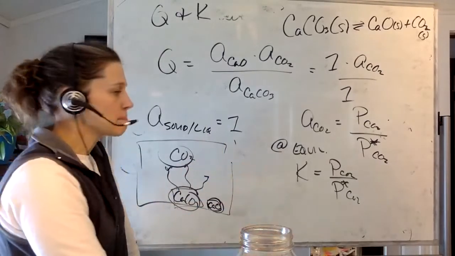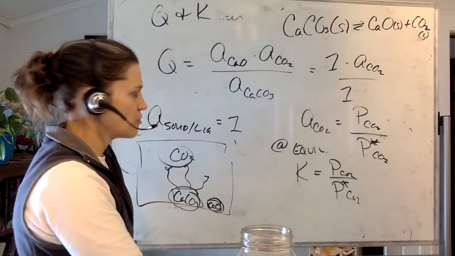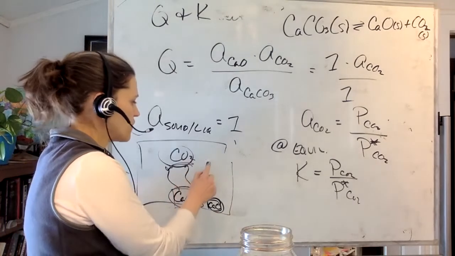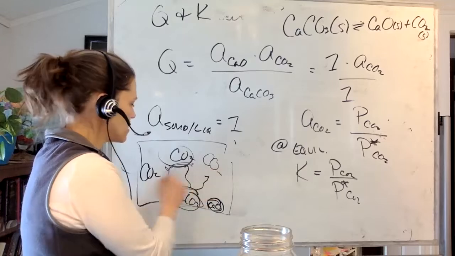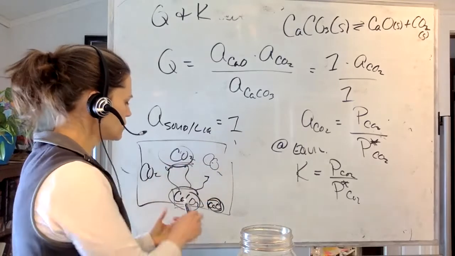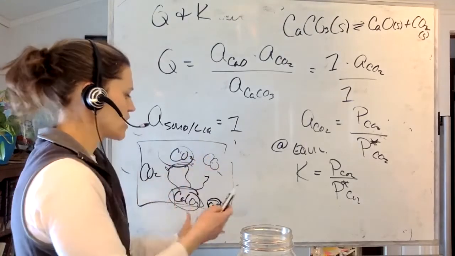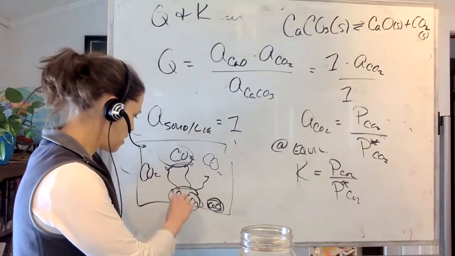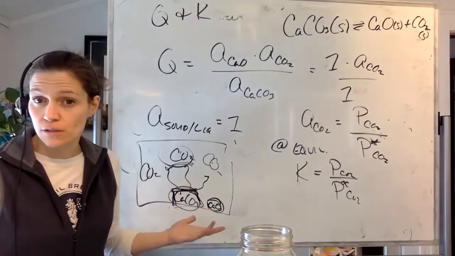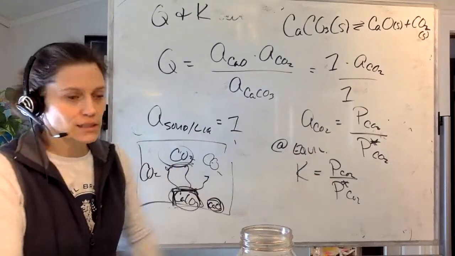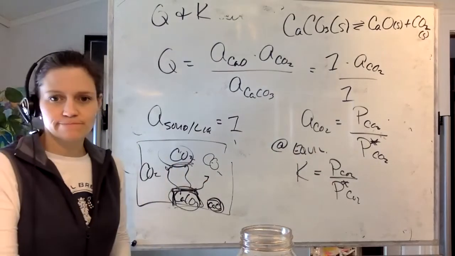equilibrium will lie. And if you think about it, that comes from the idea that these CO2s are going to be representative of how much of the calcium carbonate has been active in the solution or in the reaction process.